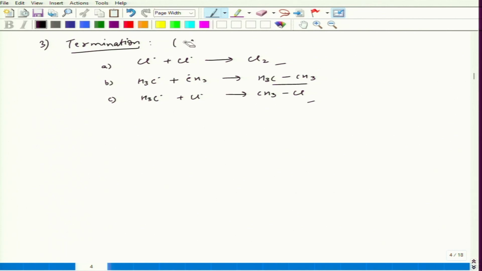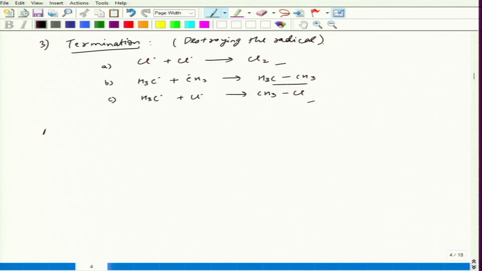Termination step means destroying the radical. Sorry, I said ligands, sorry. The two radicals combine to give a molecule. So, this is the basic halogenation reaction we have studied now. Substitution reaction by a halogen is called halogenation. It goes via a radical chain reaction mechanism. Three steps are involved: initiation, propagation and termination. Okay. So, that is how it is.